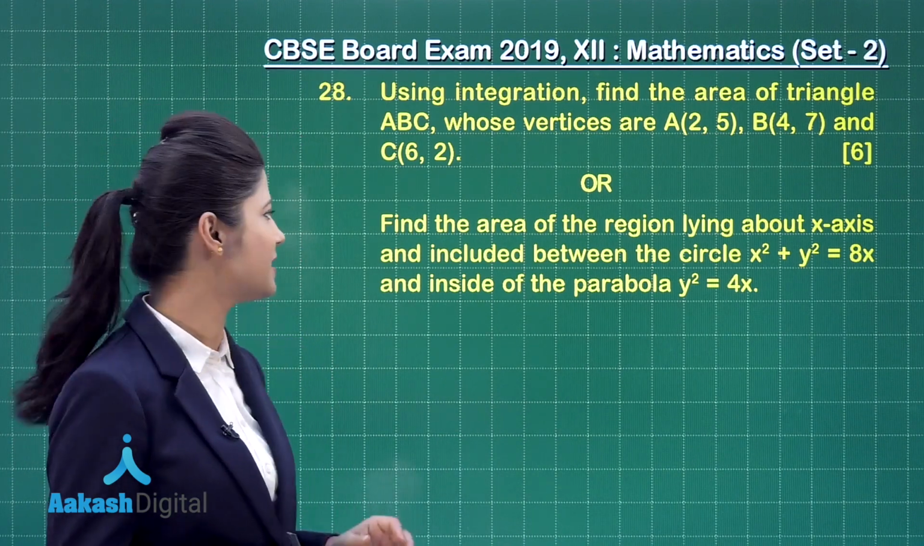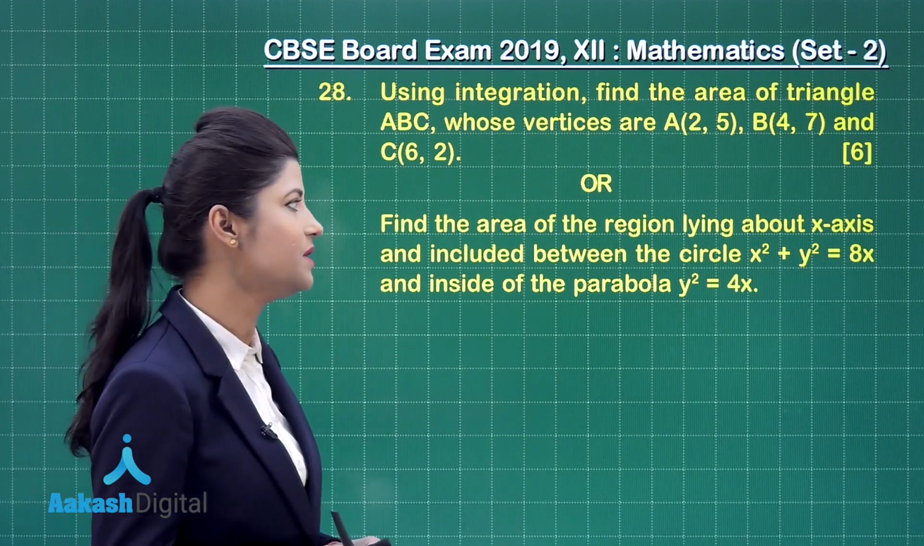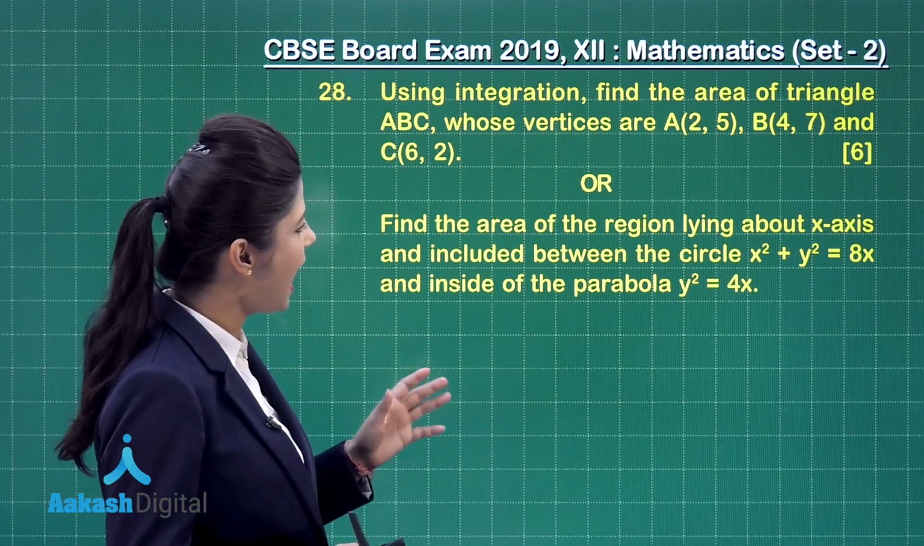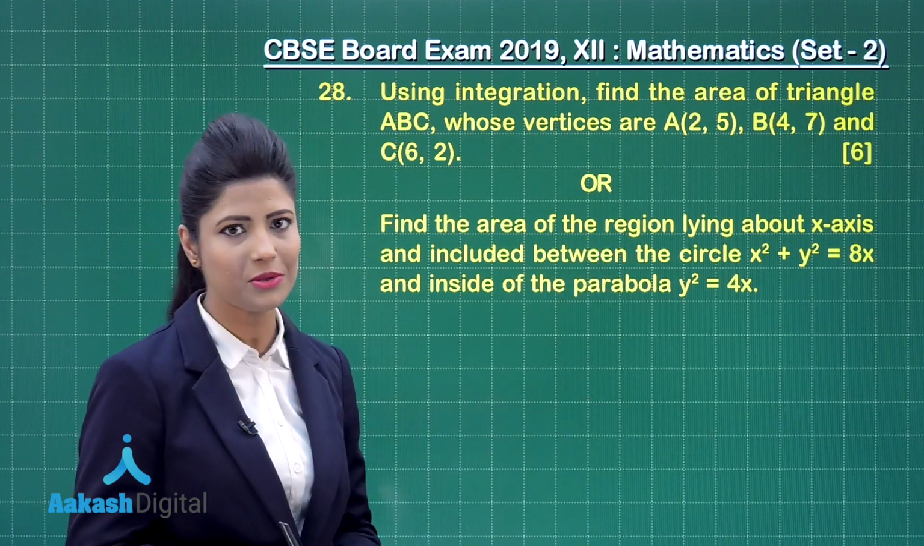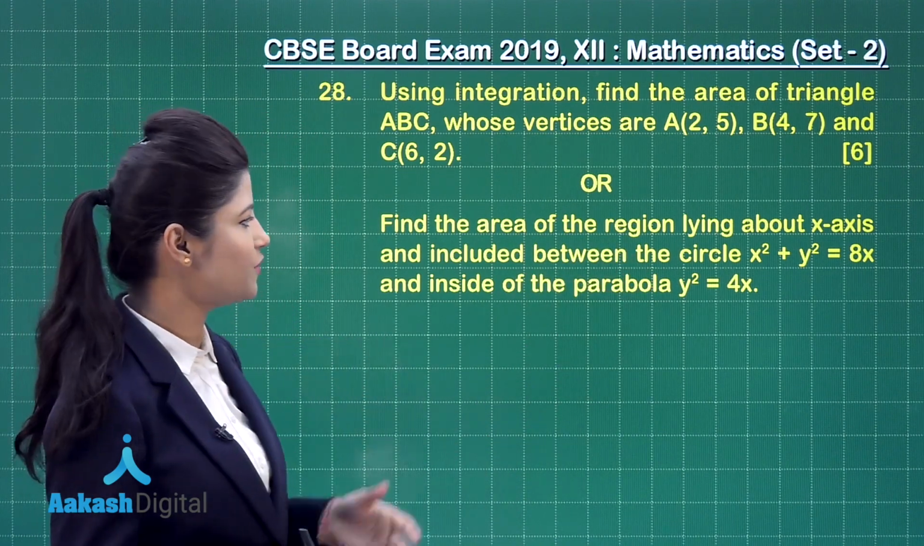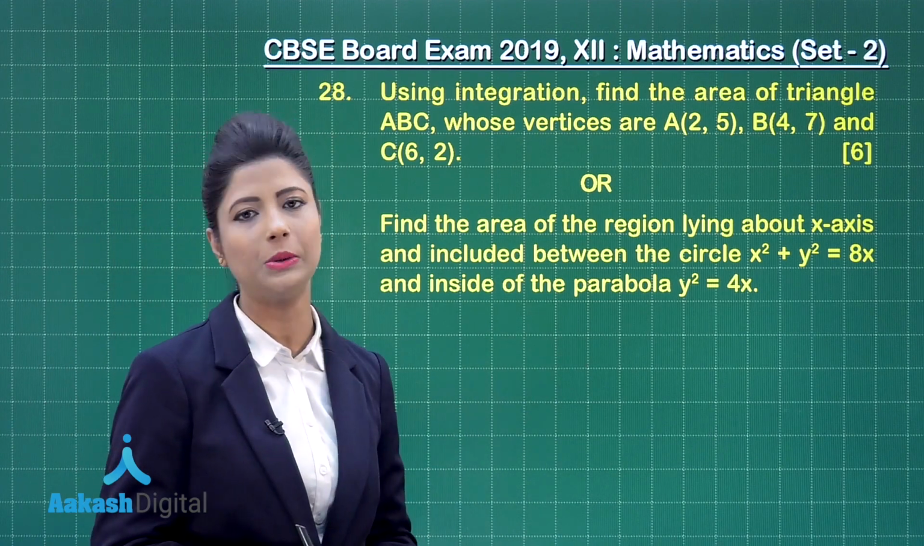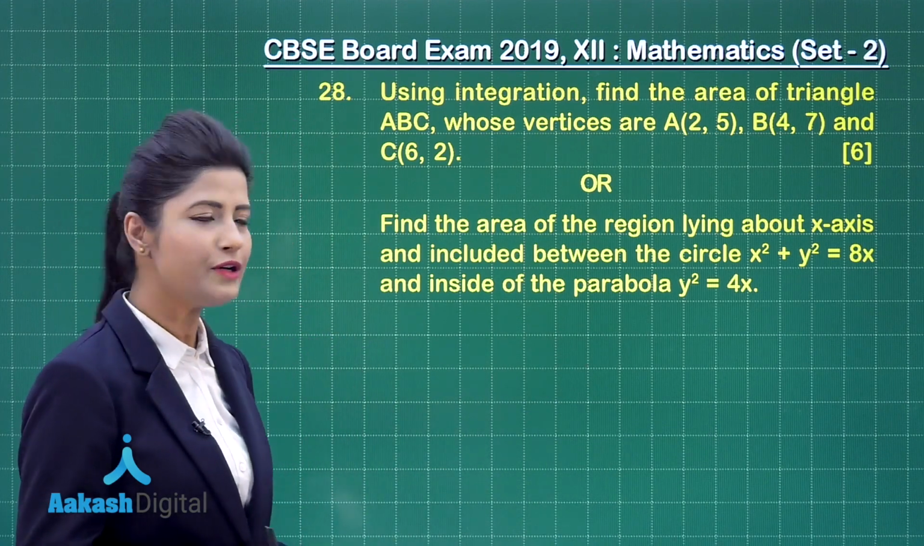And in the second choice, it has been stated: find the area of the region lying above the x-axis and included between the circle having the equation x square plus y square equal to 8x and inside of the parabola having the equation y square equal to 4x. So let's start with the first choice.